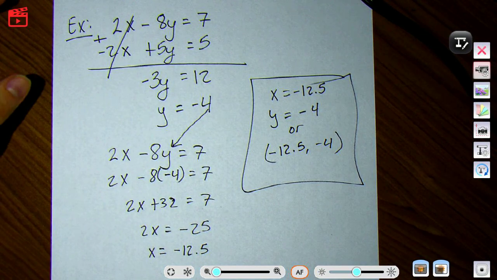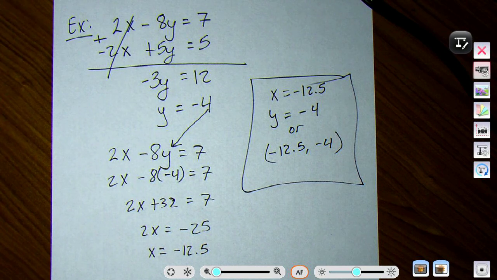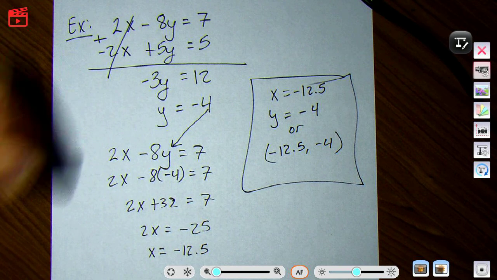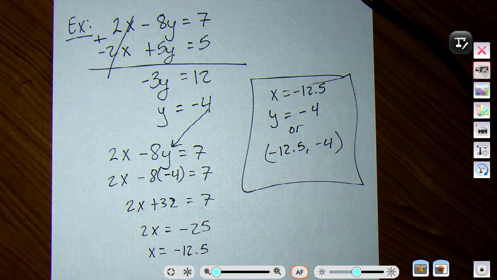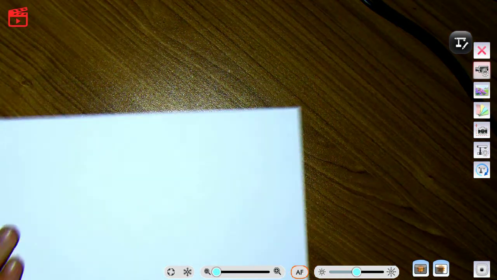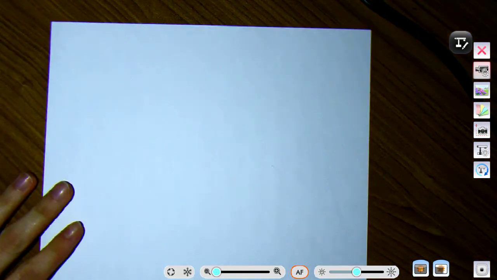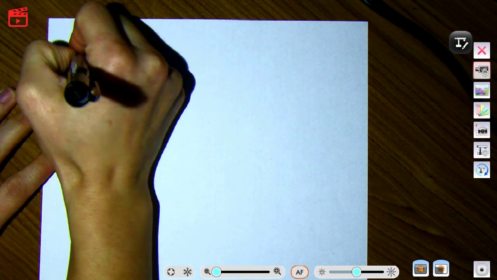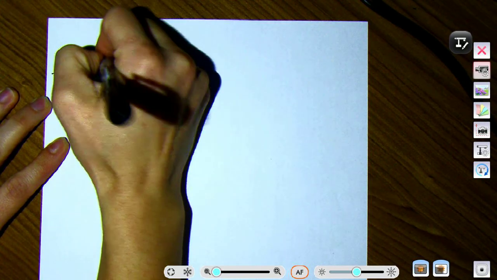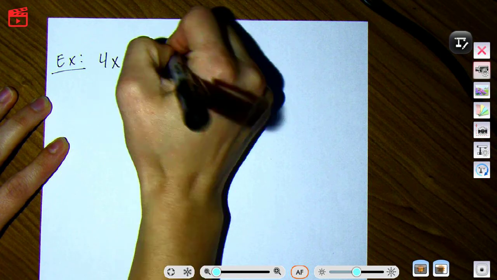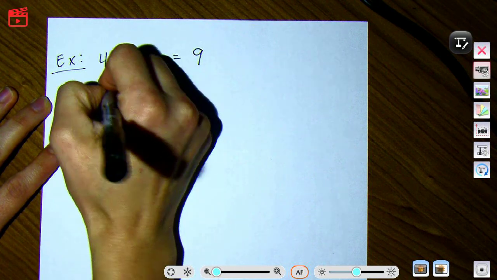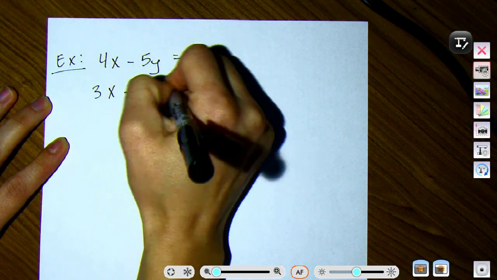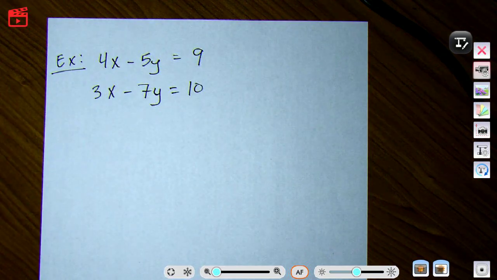Alright, so there is the elimination method. And again, this one was already set up for elimination because if we added the two equations together, my x's automatically canceled out. But what happens if it's not set up for the method? How can we force it to have something cancel out? So let's say we have 4x minus 5y is equal to 9, and 3x minus 7y is equal to 10. And again, I want to use the elimination method.